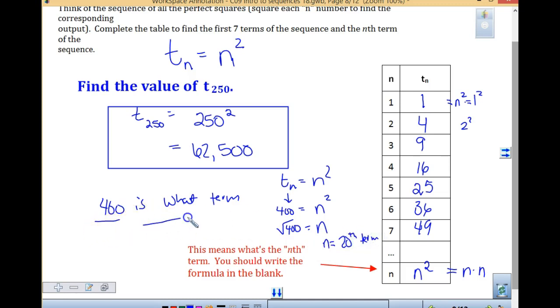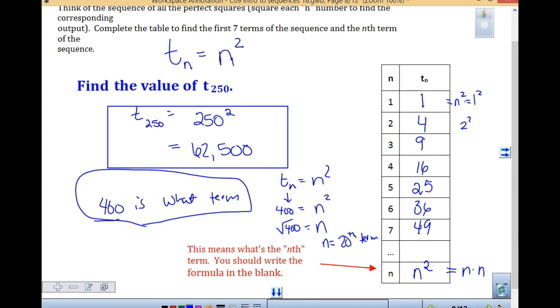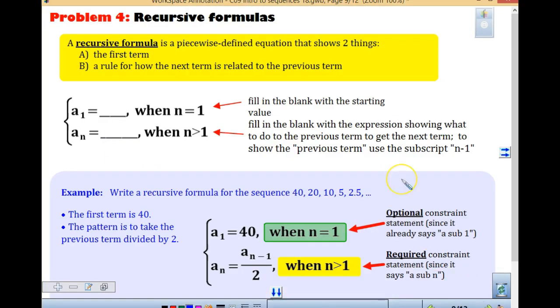So if I ask you for what term it is, what you have to do is replace the t of n here with 400, whereas if it says what's the value of t sub 250, that means this is the 250th term. Does that make sense, the difference in the question it's asking you? So when you're replacing that, think about those questions, okay? So, recursive formula. That's what an explicit formula looks like.